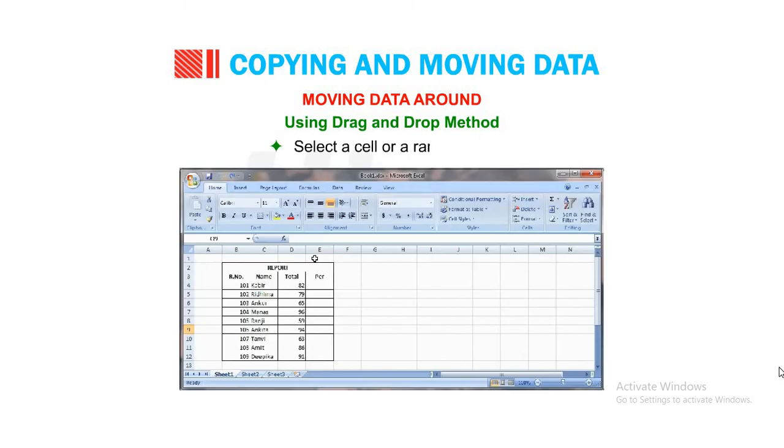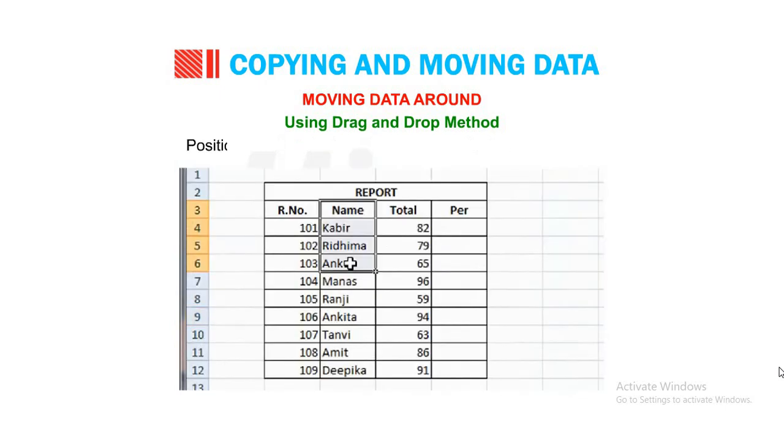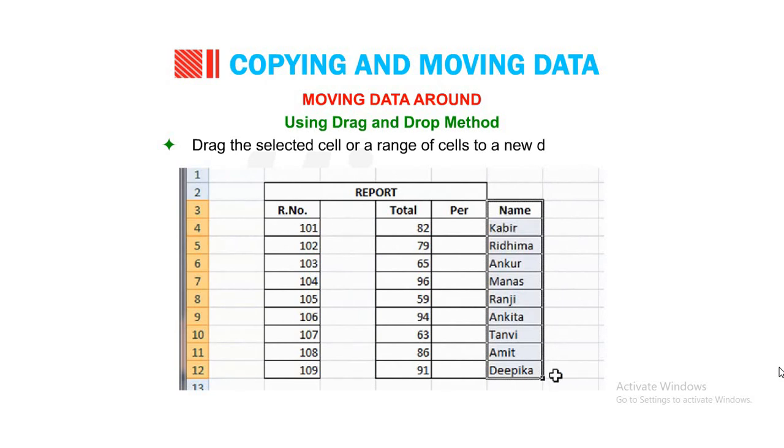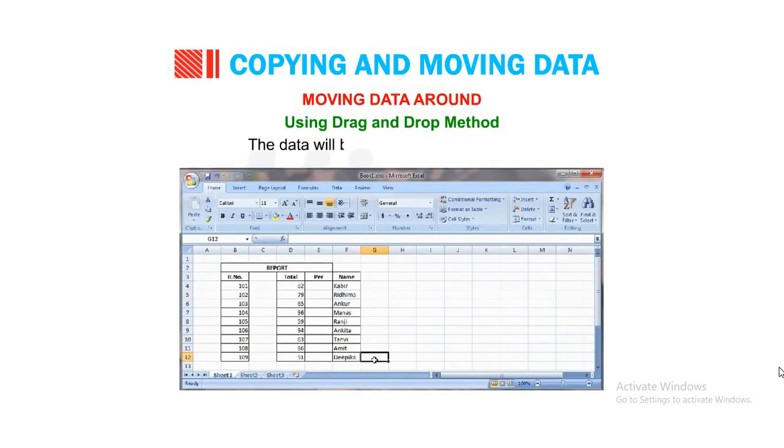Select a cell or a range of cells. Position the mouse pointer at the edge of the selected cells. Notice that the pointer changes from a wide cross symbol to a move pointer. Drag the selected cell or range of cells to a new destination and release the mouse button. The data will be moved to the new location.